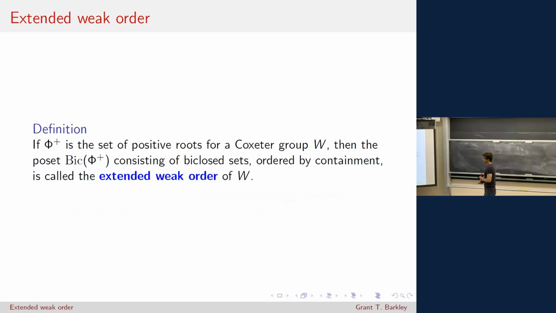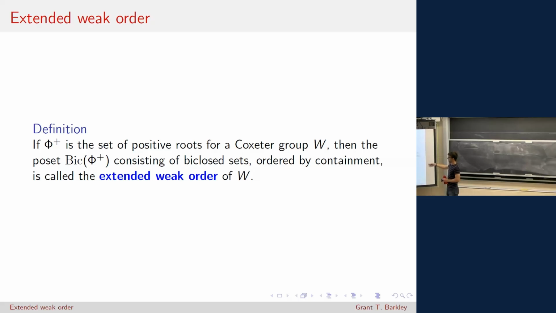Okay. All right, so what is extended weak order? It is just containment order on these biclosed sets. So my claim was that this is somehow adding elements to weak order. So let's see if we can figure out why that would be the case.